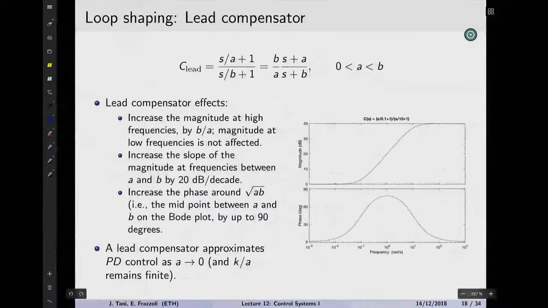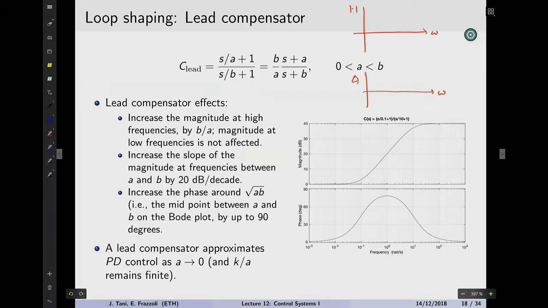But the interesting part here are these lead and lag networks, or compensators. So let's look at what they are. What is a lead compensator? A lead compensator is a transfer function that is a ratio of a pole and a zero. If you remember the lesson on Bode diagrams, this is the magnitude, this is the phase, and this is omega.